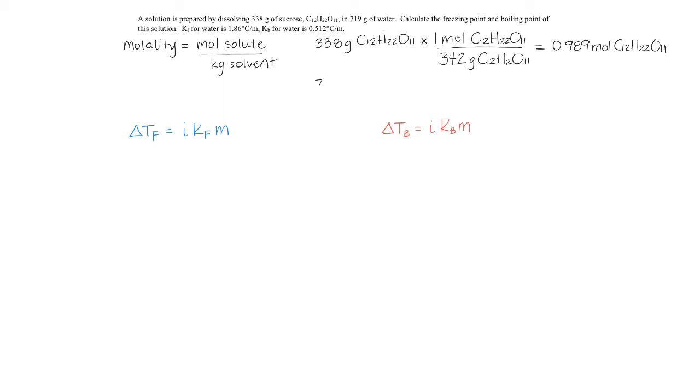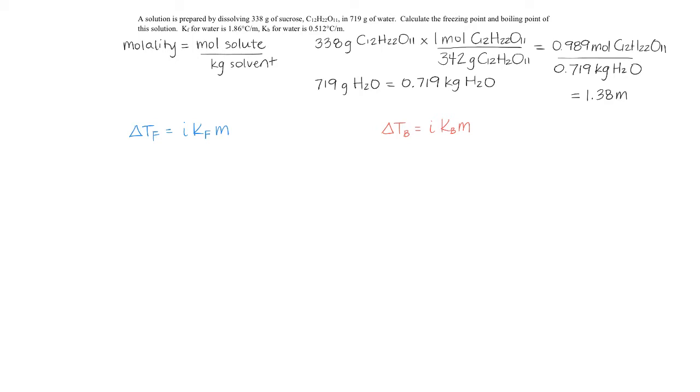We have 719 grams of water. Convert that to kilograms, 0.719 kilograms water. And to find molality, we'll divide 0.989 moles of sucrose by 0.719 kilograms of water, which gives a 1.38 molal solution.